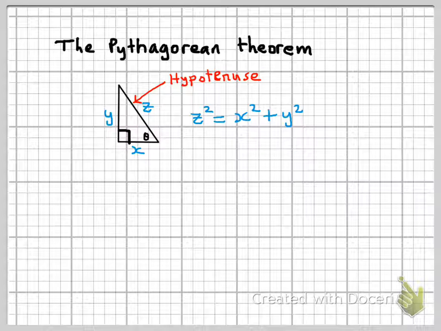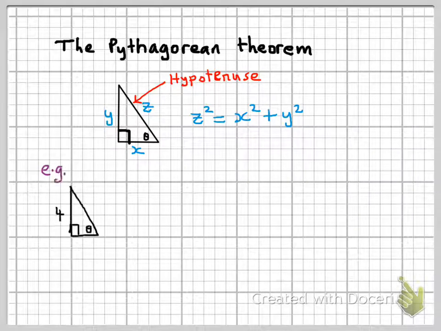Now, the relationship is as follows. The square of the hypotenuse is the same thing as the sum of the squares of the two other sides in the right triangle. This means that we can solve the equation that has ensued as a result of this relationship.